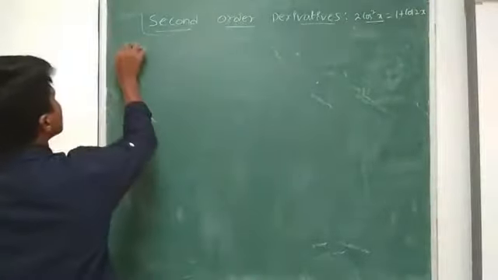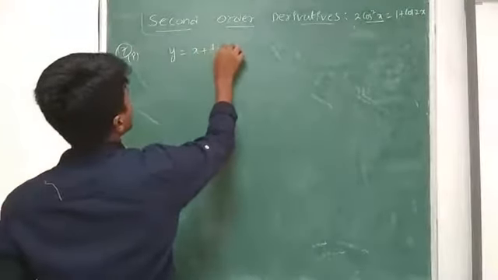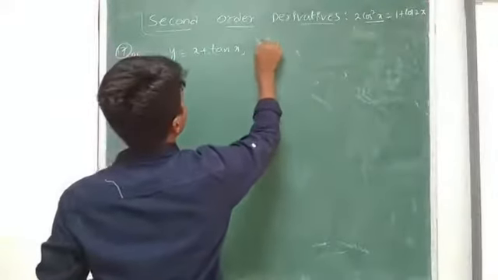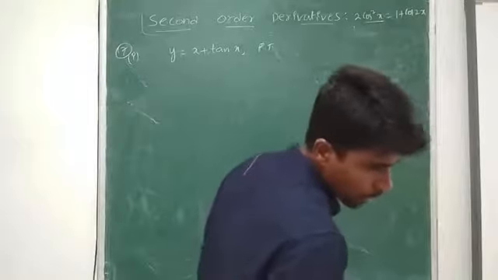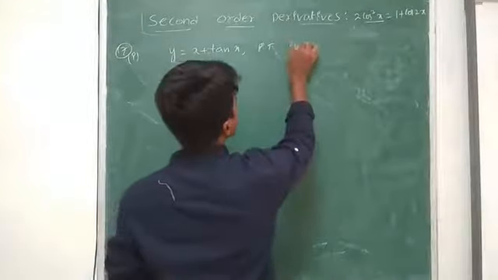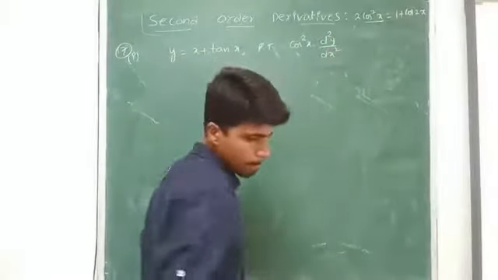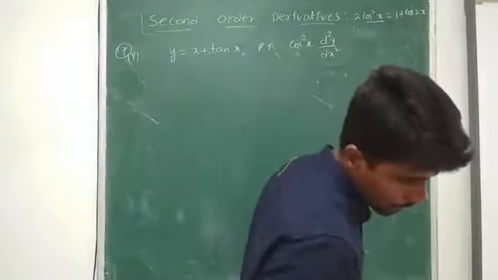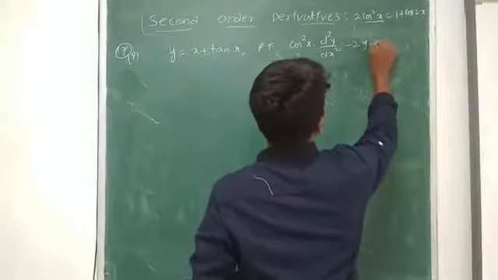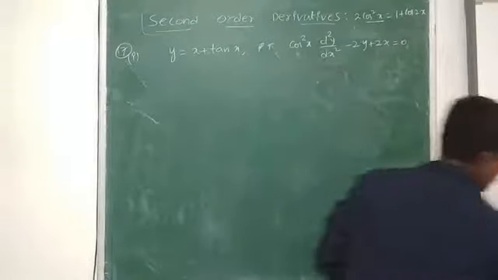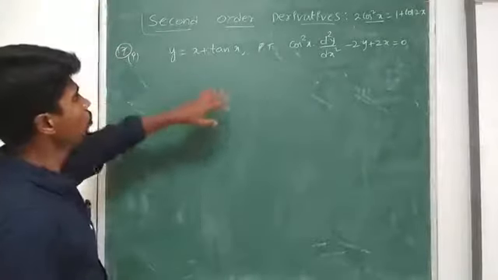7 first, y equal to x plus tan x. Prove that cos square x into d square y by dx square minus 2y plus 2x equal to 0. This is the question they have given. So I have to prove this.